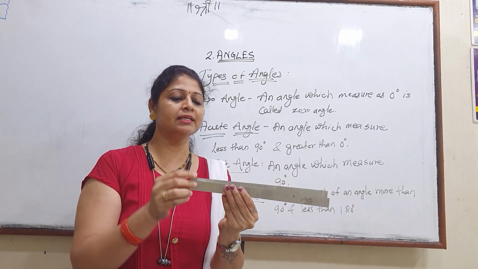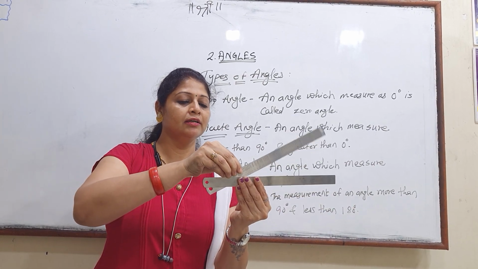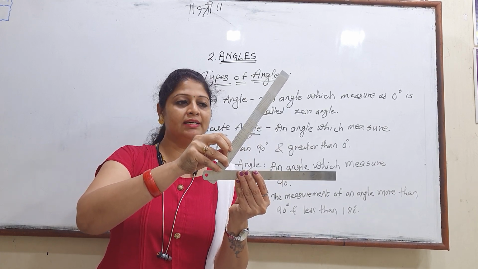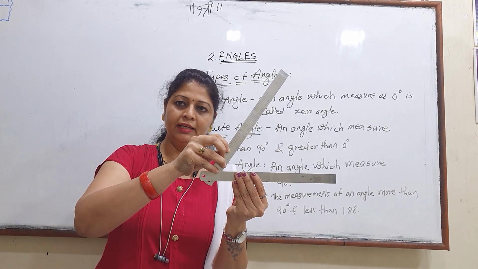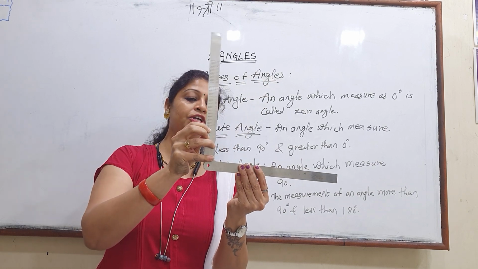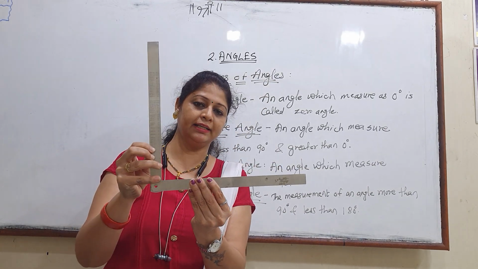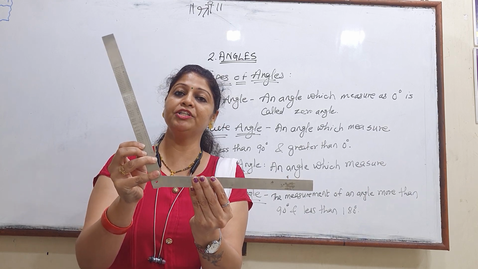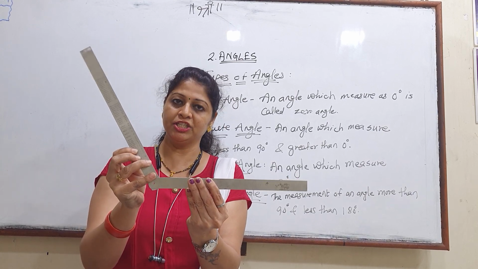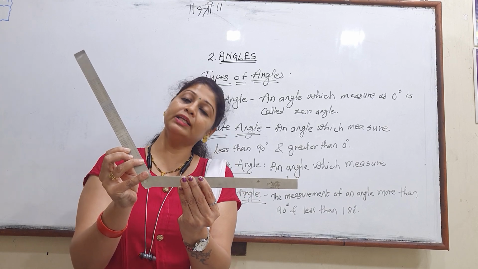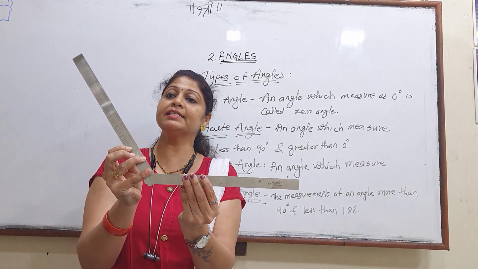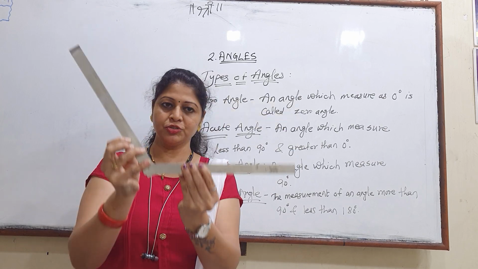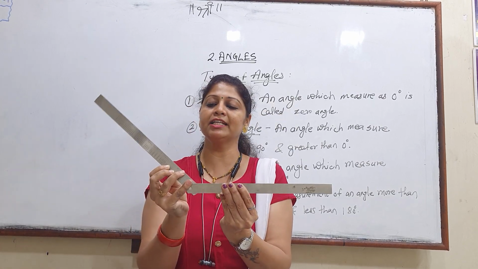And acute angle means the angle which is more than 0 degree but less than 90 degree. So it is our acute angle. Okay. Afterward, an angle which measures 90 degree is called right angle. Then third, an angle whose measurement is more than 90 degree but less than 180 degree is called obtuse angle. Understood everyone?